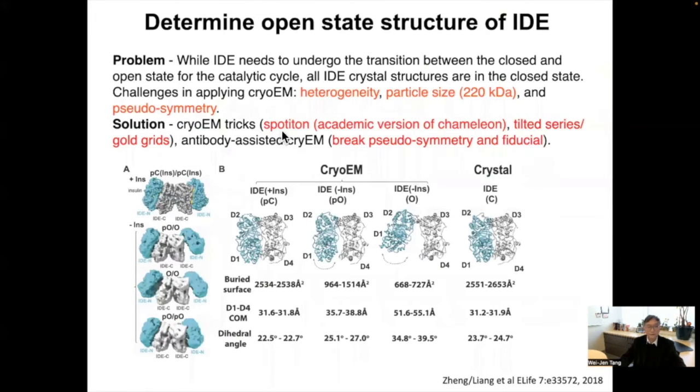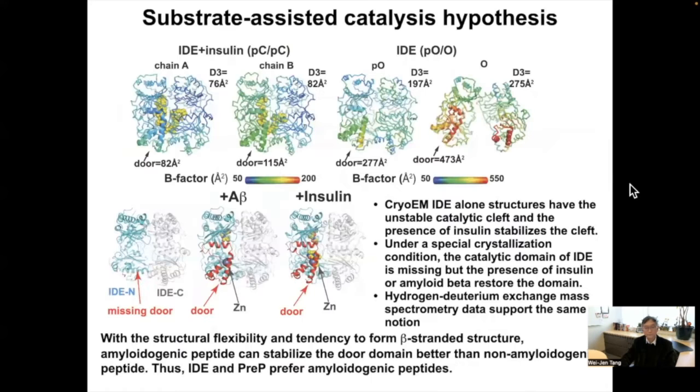We also took advantage of the spotiton chameleon technology to solve the orientation bias of IDE on the grid. IDE tends to be in one orientation, with fewer of the other orientations, and therefore we had low resolution. So we used spotiton to reduce the bias, together with tilt series, to get complete coverage. This allowed the structure of IDE in the open state with three possible combinations.